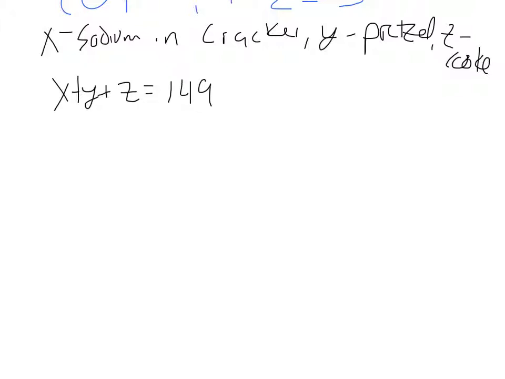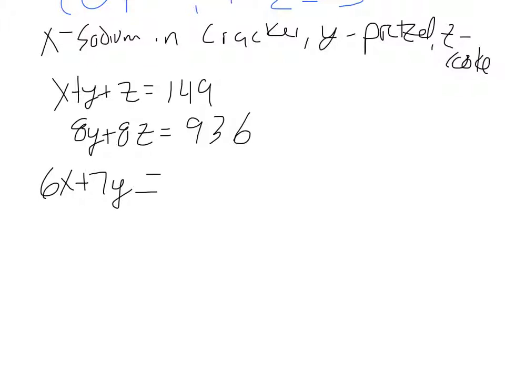If a person eats 8 pretzels, so 8y, and 8 cookies, 8z, they're going to get a grand total of 936 milligrams of sodium. Okay, and then by eating 6 crackers, so that's going to be 6x, and 7 pretzels, so 7y, they're going to get 535 milligrams of sodium. So those are the equations. Now, I'm just going to pull the second one over to the side.